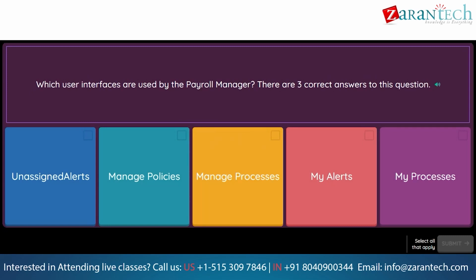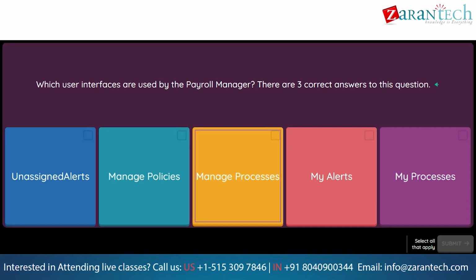Question: which user interfaces are used by the payroll manager? There are 3 correct answers to this question. Option 1, Unassigned Alerts. Option 2, Manage Policies. Option 3, Manage Processes. Option 4, My Alerts. Option 5, My Processes.